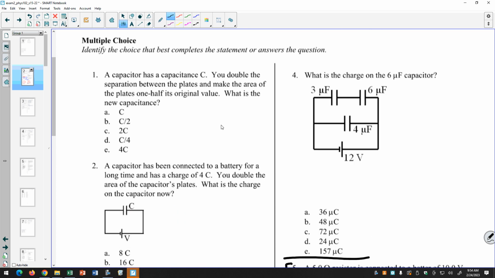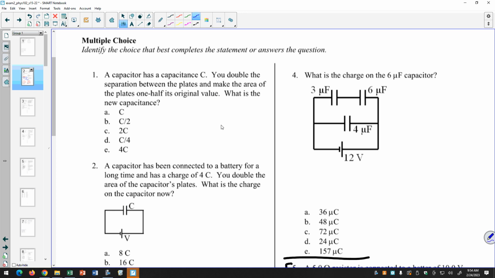All right. What is the charge on the 6 microfarad capacitor? Let's think about this, okay? Let's try to do it without writing anything down, although I always encourage you to write things down, but without having to go through all those laborious steps. I know that resistors in parallel have the same voltage.